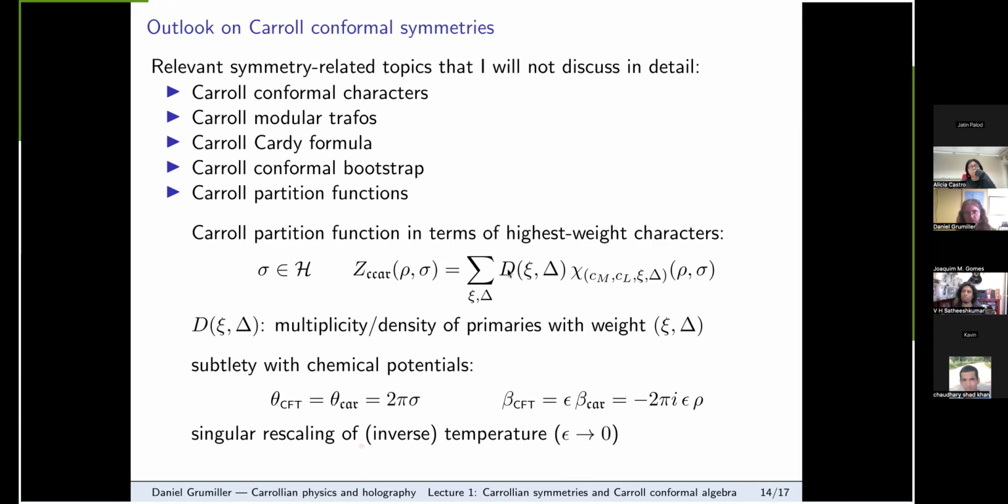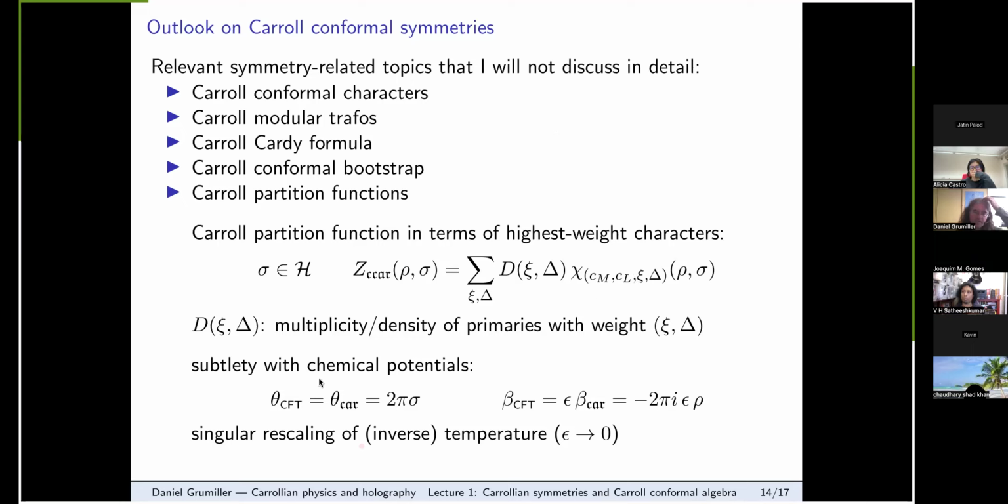Then you have some degeneracy or multiplicity of your primaries with weights xi and delta. And then you have the corresponding Carroll conformal character. So that's a very neat and useful way to express a partition function. The same is, of course, true in the relativistic case. The only difference here is that these chi's are now not Virasoro conformal characters, but Carroll conformal characters.